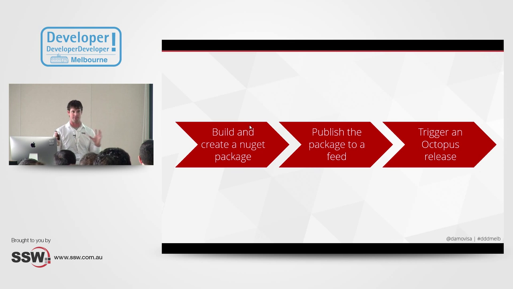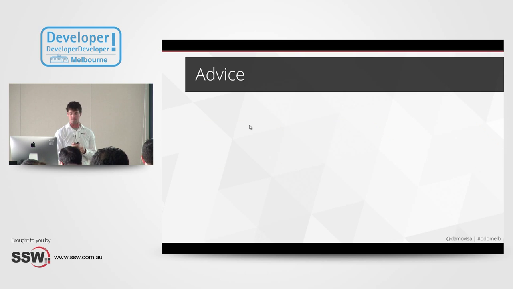So here's the basic steps, compressed down as much as I can get it. You build and create a NuGet package, so you use Octopack for that if you can. You tell it to publish that to a feed, and Octopus will provide a feed for you. And then you tell Octopus to do a release. And whether that's clicking on the release button, or passing an argument to Octopus, or calling a command line, or using its REST API, or however you want to do it, that's really the steps. And then it'll run through the process in whatever environment you've told it to do, and everybody's happy. Cool.